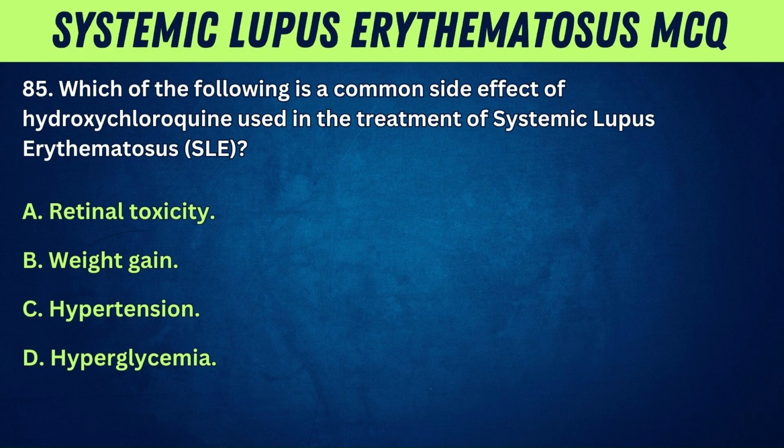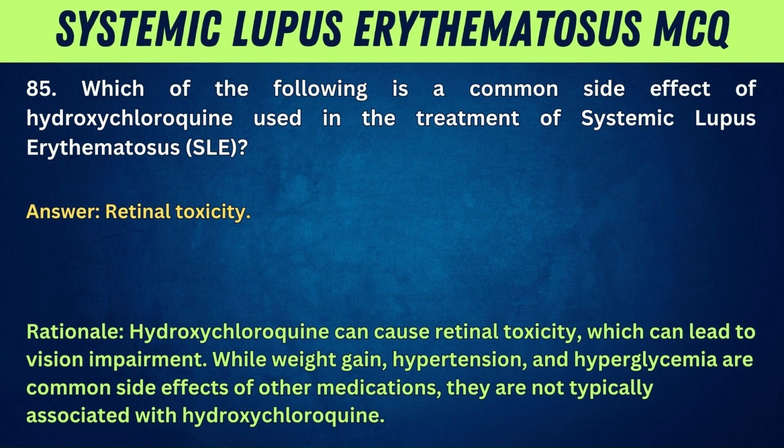85. Which of the following is a common side effect of hydroxychloroquine used in the treatment of systemic lupus erythematosus, SLE? A. Retinal toxicity. B. Weight gain. C. Hypertension. D. Hyperglycemia. Answer: retinal toxicity. Rationale: hydroxychloroquine can cause retinal toxicity, which can lead to vision impairment. While weight gain, hypertension, and hyperglycemia are common side effects of other medications, they are not typically associated with hydroxychloroquine.